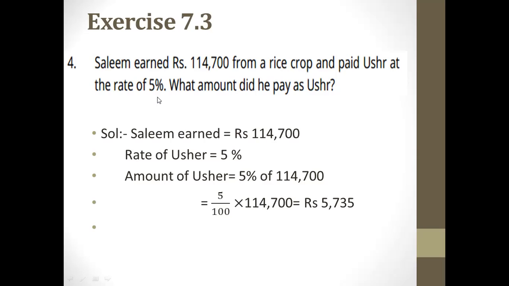They say that Salim earned this much rupees from a rice crop and paid ushar at 5%. It means that rice is irrigated by artificial means like a tube well, etc. So Salim earned that much, and the rate of ushar is 5%. We are going to find the amount of ushar. The amount of ushar is 5% of the total earning. So 5 divided by 100, multiplied by this value, we get 5,735. This is the ushar rate, you can say the zakat on the crop.